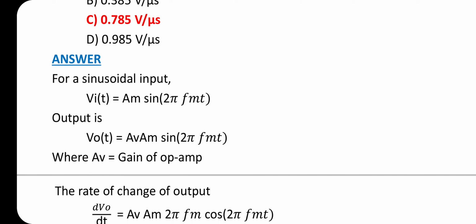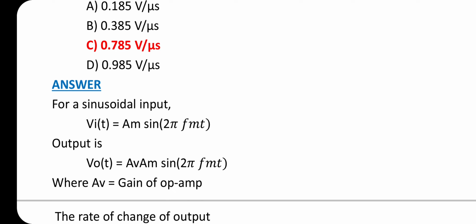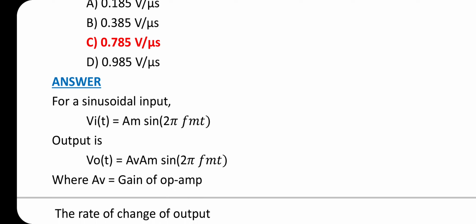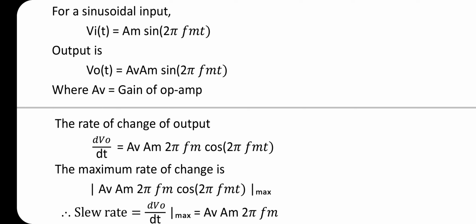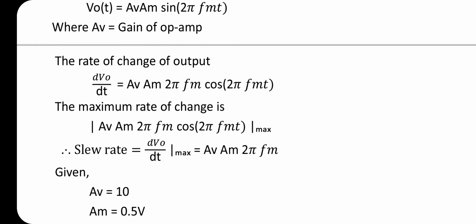We know that for a sinusoidal input, Vi of t equal to Am sin 2 pi fm t. Output is V0 of t equal to Av Am sin 2 pi fm t, where Av is the gain of the op-amp. The rate of change of output dV0 divided by dt equal to Av Am 2 pi fm into cos 2 pi fm t. The maximum rate of change is the slew rate, which is therefore slew rate equal to dV0 by dt maximum. We know the maximum value of cos theta equal to 1. Substituting the value of 1, we get Av Am 2 pi fm.